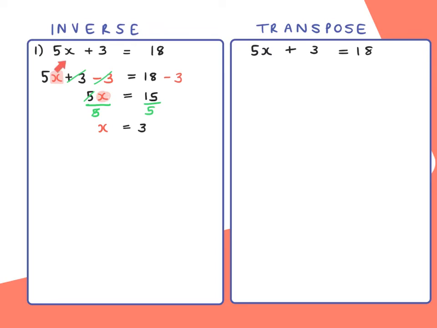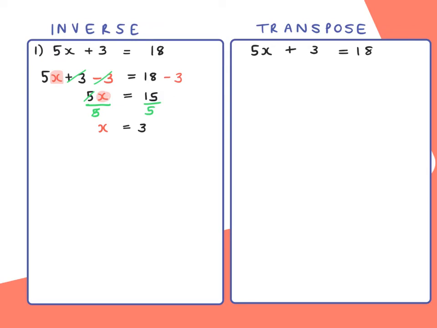And we can even check. So if x is 3, 5 times 3 is 15, and 15 plus 3 is 18. 18 is equal to 18. So the left-hand side equals the right-hand side. You've solved for x. You've satisfied the equation. Cool. So let's compare that to the transpose method.